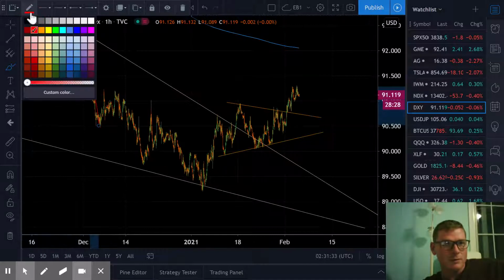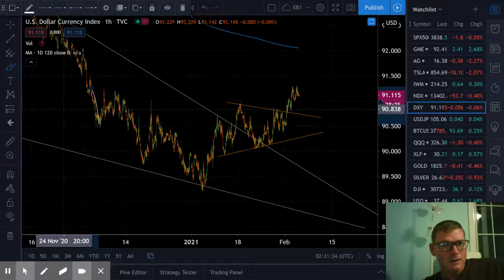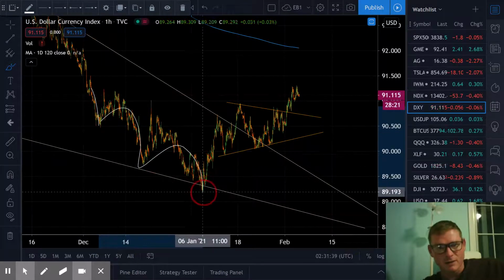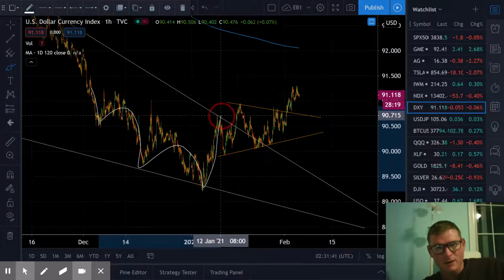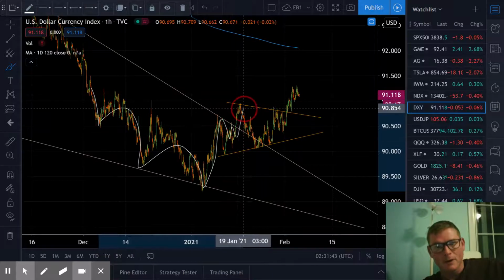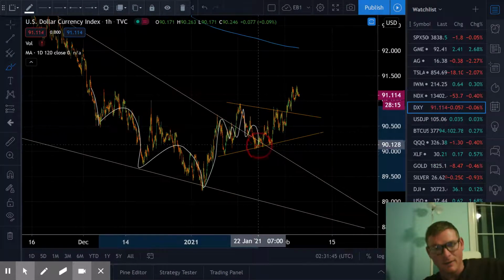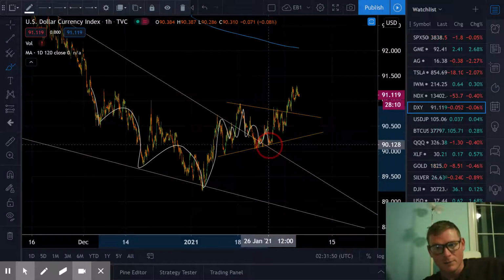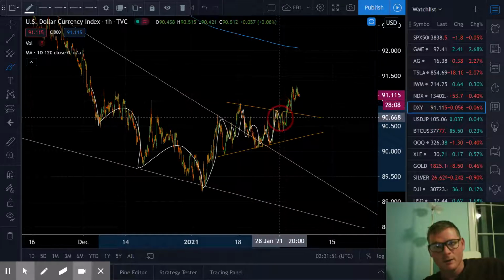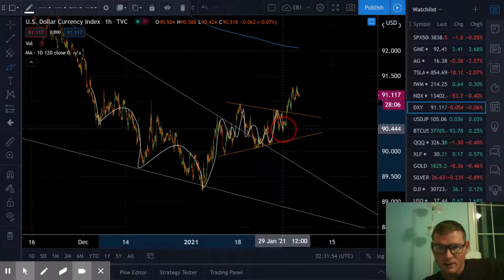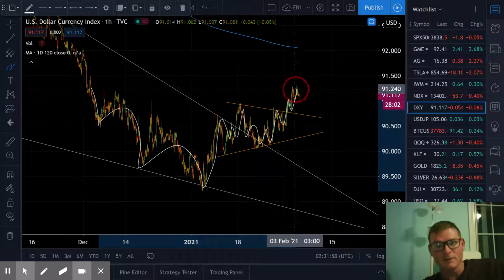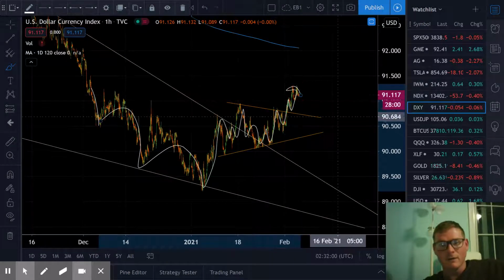Let me get a white pen. You come down in this channel here, and then you tap twice on the wrong side of the channel. Then you bump your head on the top, break through, then you back test the top of the channel for support, and then bink bink, and then this is like a little squeeze area, and it breaks out and catches support off the top of this. This move right here is a very strong dollar move.